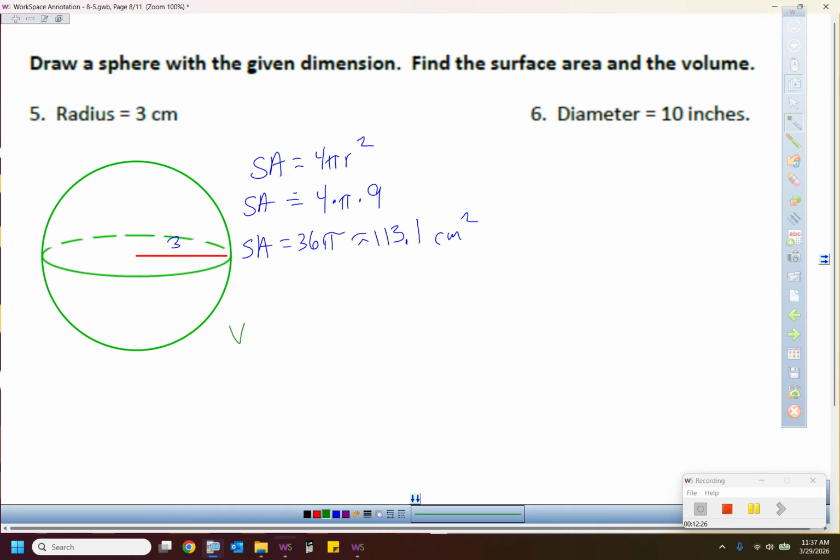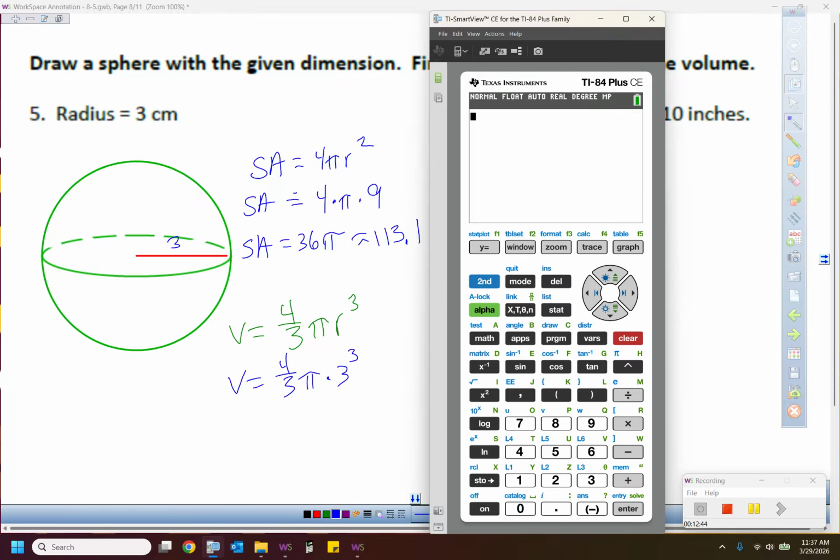But man, the volume of a sphere is a nasty formula. 4/3 pi r cubed, right? So we need to know the radius. 4/3 pi times 3 cubed is probably something we might need to write down. How do you cube something in your calculator? You raise it to the 3rd power. It's 3 times 3 times 3, which is 27. So we got 27 in there.